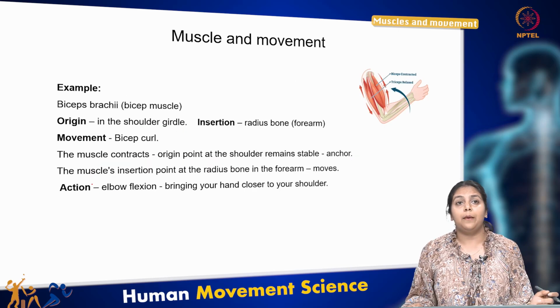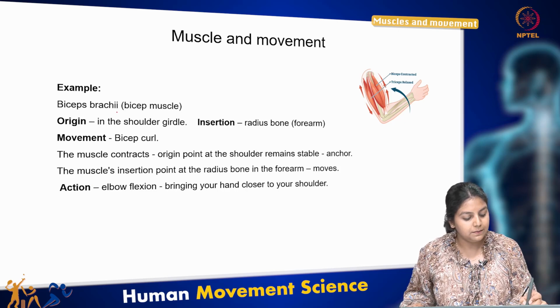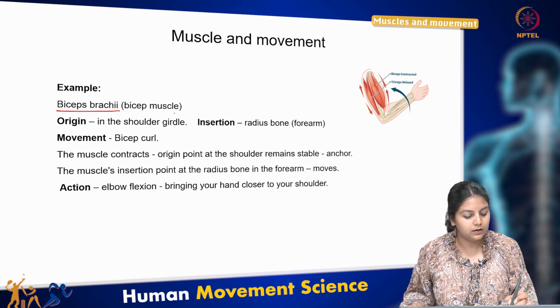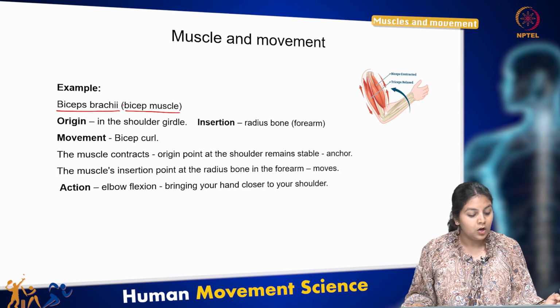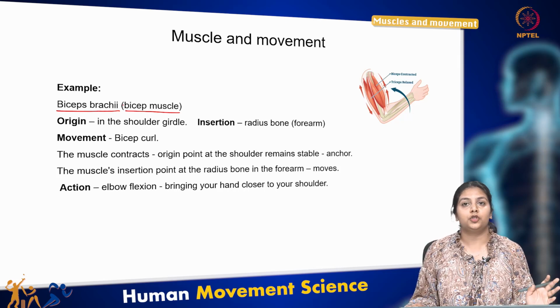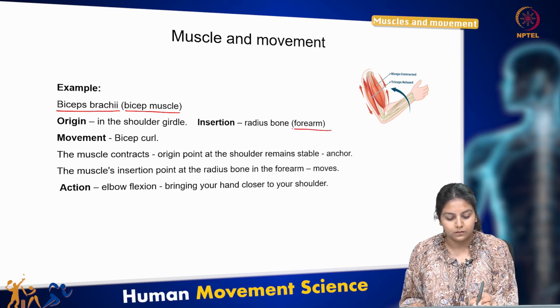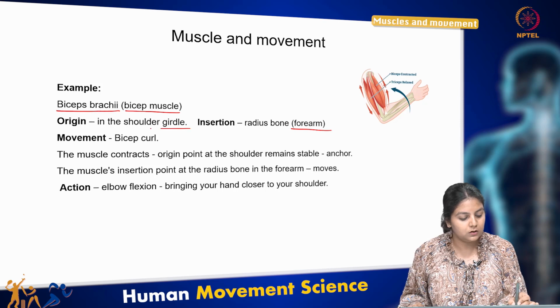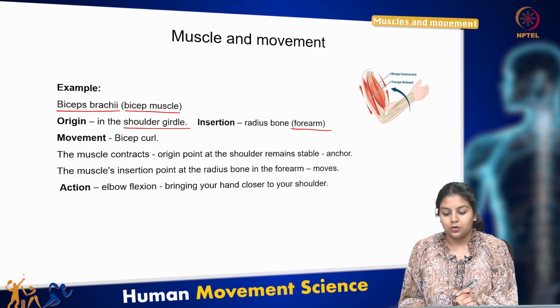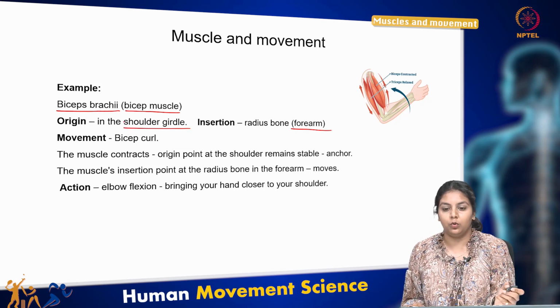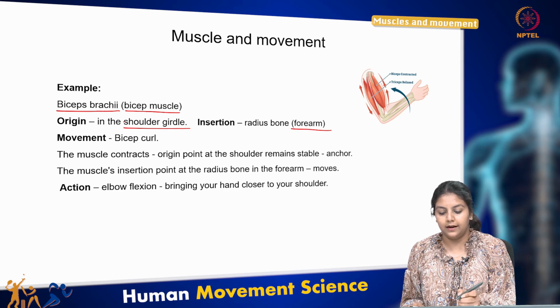Let's take an example of the muscle biceps brachii, or the bicep muscle. The origin of this muscle is in the shoulder girdle, the insertion of which is on the radius bone, which is in the forearm. So that's the insertion and that's the origin. What is this movement that we are looking at here?